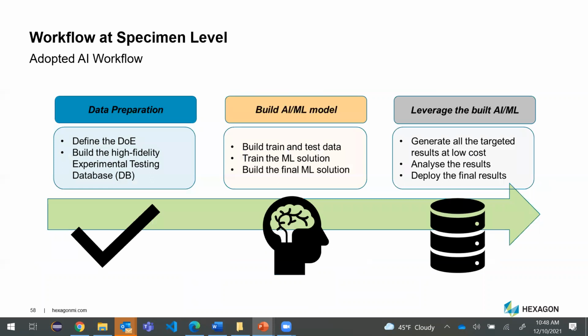So at the specimen level, using AI, you can set up your experiments. You can build a high-fidelity experimental testing regime, prepare the data, feed that into an AI model, and then separate your data into training and test data sets. Build that model, and then you can generate all the results you need for the specimen using that qualified model. So that's the specimen level: generate what's actually happening at the specimen level.